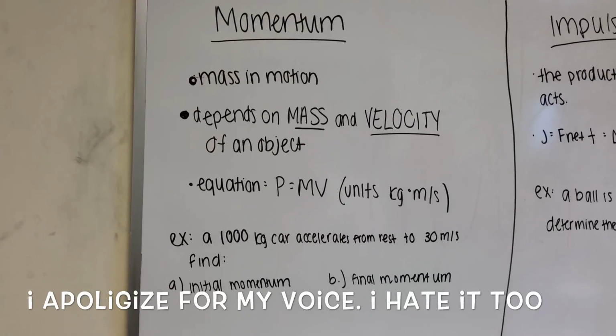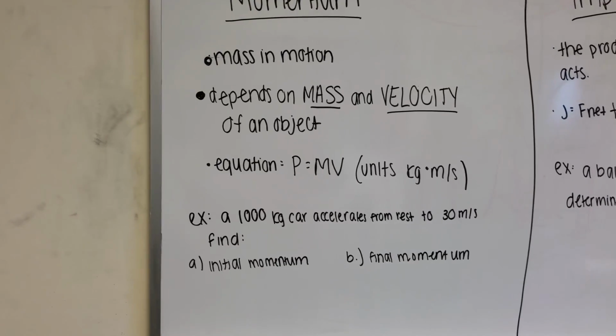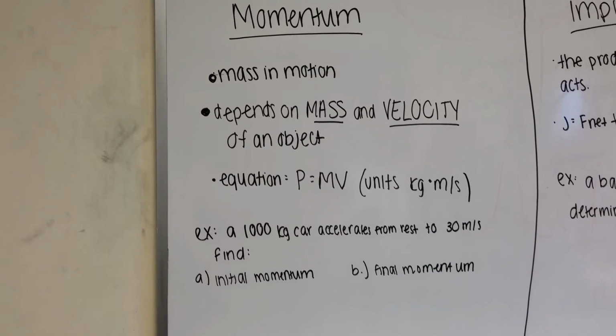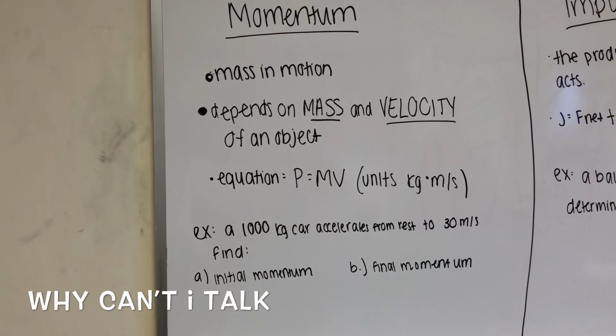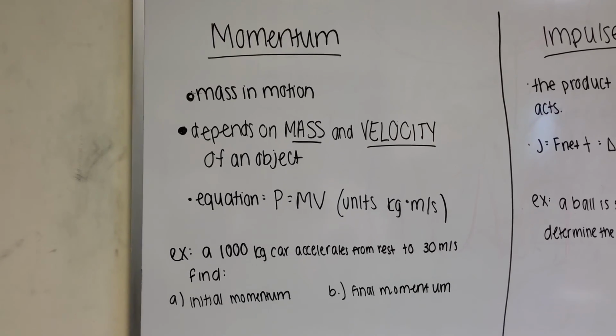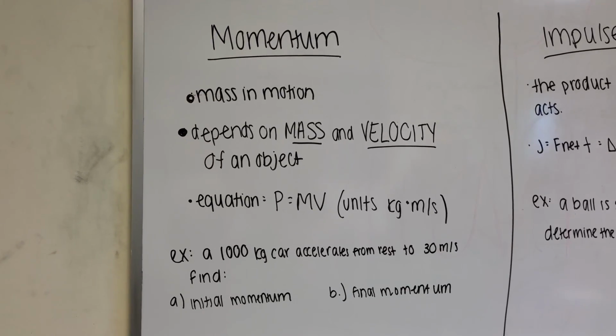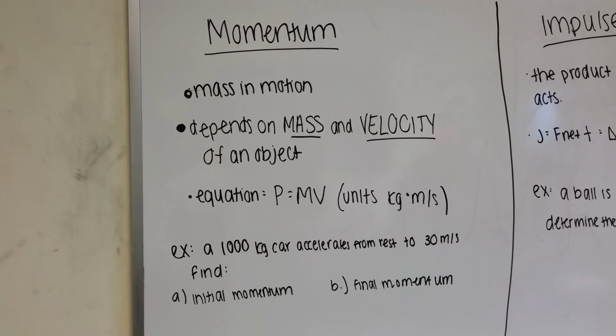Momentum is mass in motion and depends on the mass and velocity of an object. It is also a vector quantity, which means it's in the same direction as its velocity. The equation is p equals mv, which is momentum equals mass times velocity, and the units are kilogram meters per second.